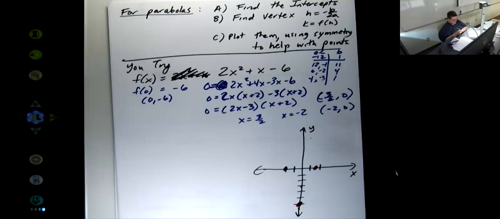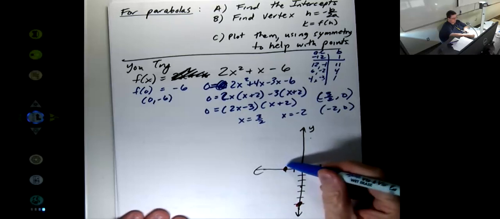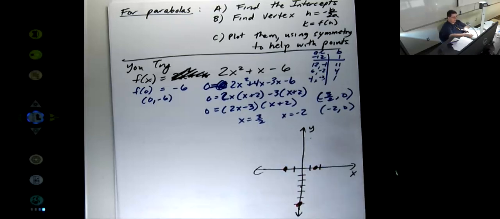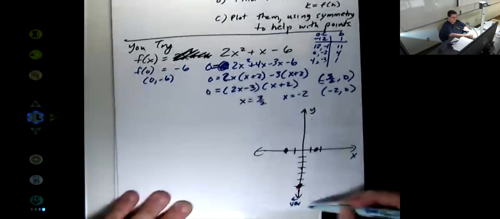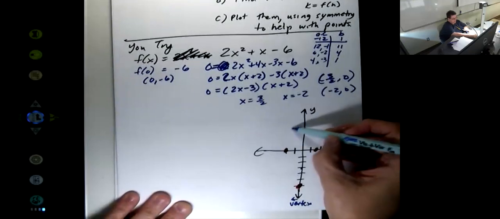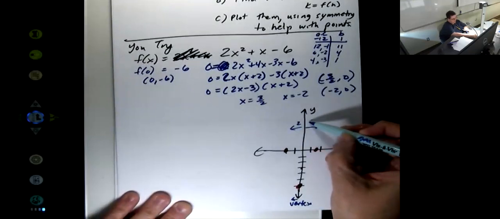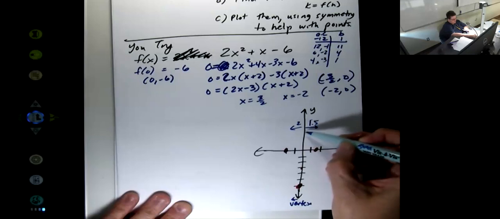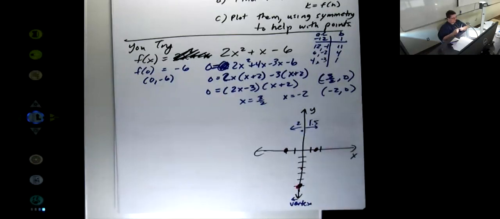Now, for this to have symmetry, the vertex needs to be in the middle of these 2 points. And since it's more to the right, it's further to the left over here than it is to the right over there, I'm guessing the vertex is just a little bit that way. Because this is 2 that way, and that's only 1.5 that way. So the vertex should be a little bit closer to that side, but down near the bottom. We're going to find it now.